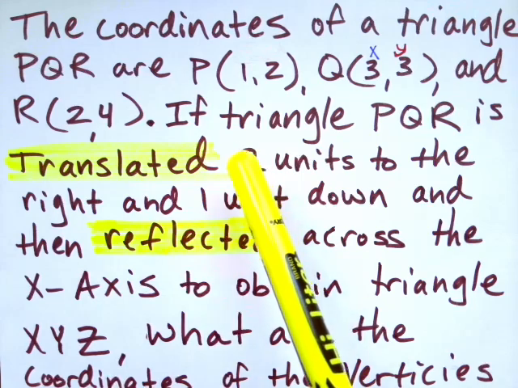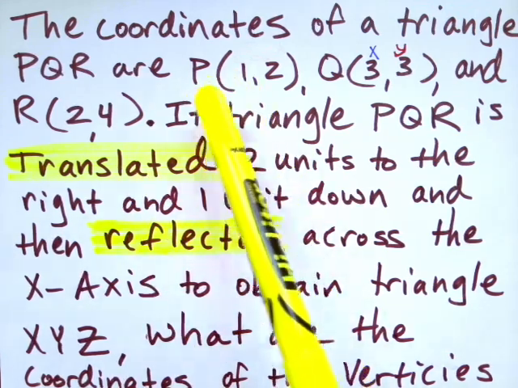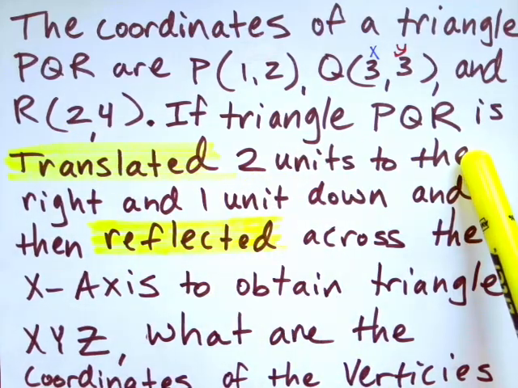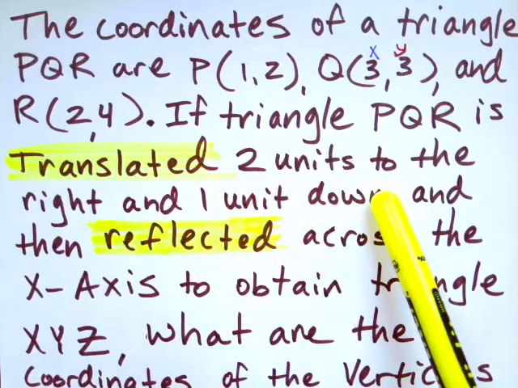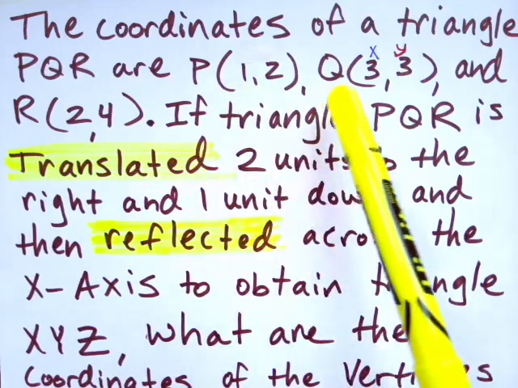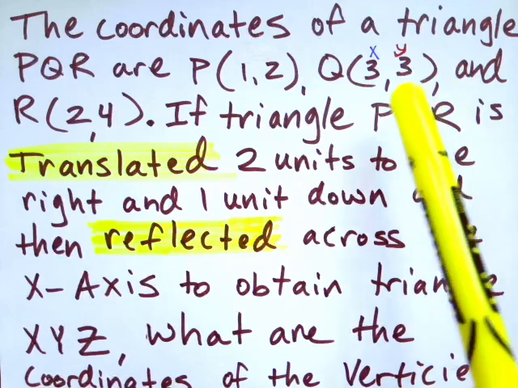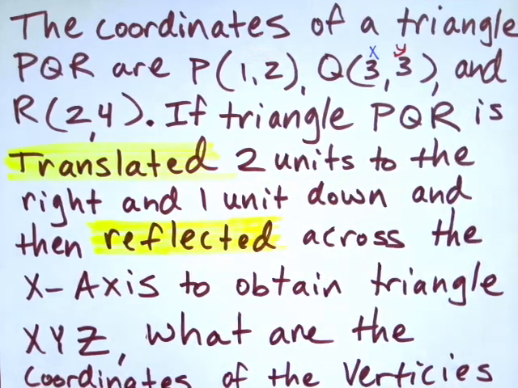Translate, right? So you're going to translate or shift each of these points, P, Q, and R. You're going to translate them 2 units to the right, which is positive 2 on the x-axis, and then 1 unit down, which is negative 1 on the y-axis. So for each of these x values, you'll add 2. For each of these y values, you'll subtract 1. And I'll show you that in a moment.